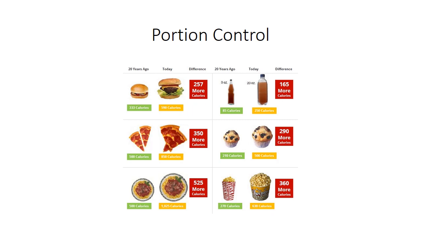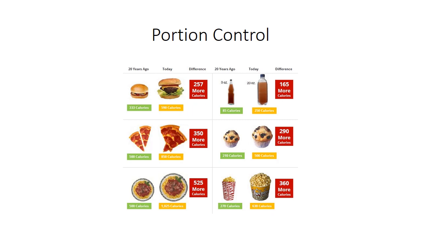A small bottle of Coke, 8 ounces, that's 85 calories. That's reasonable. But today, bottles of very sugary carbonated drinks, which you can buy in a vending machine, will give you 250 calories. Right? So in 20 years, the serving of Coke grew in calories. It includes 165 more calories than it used to, etc.